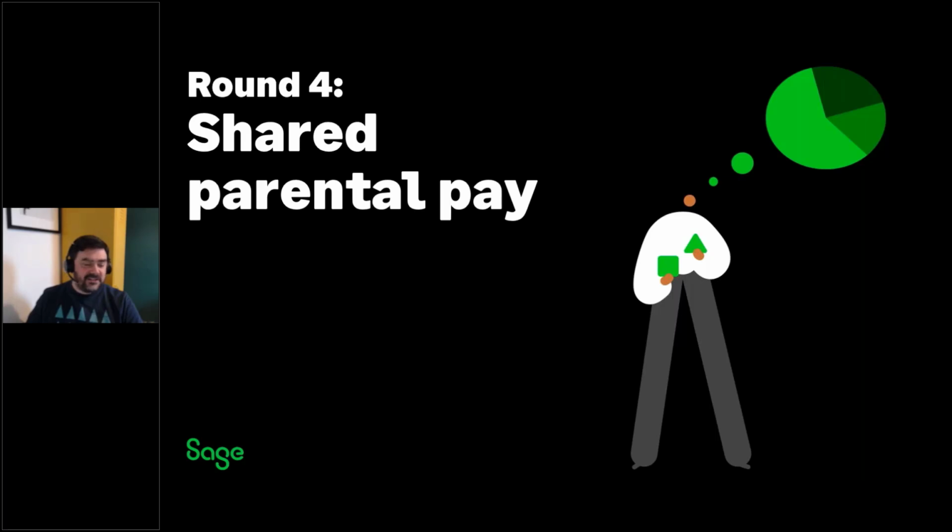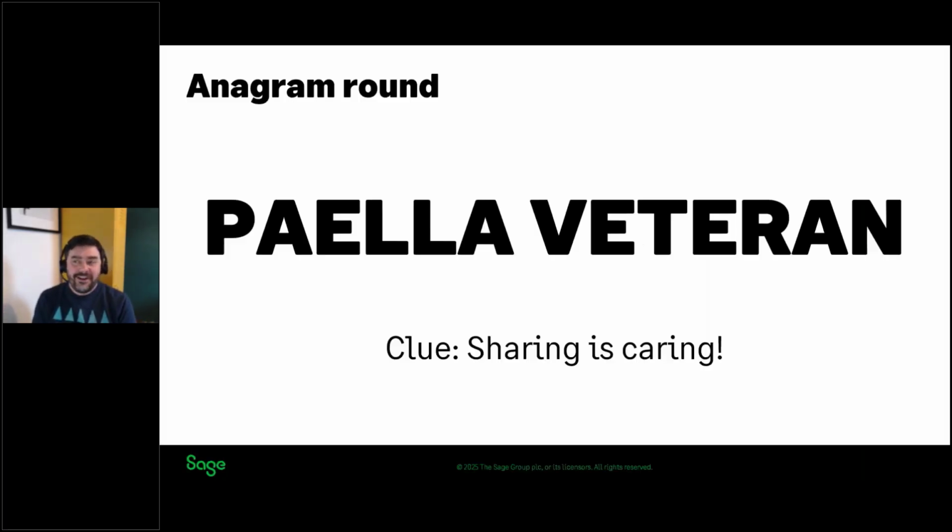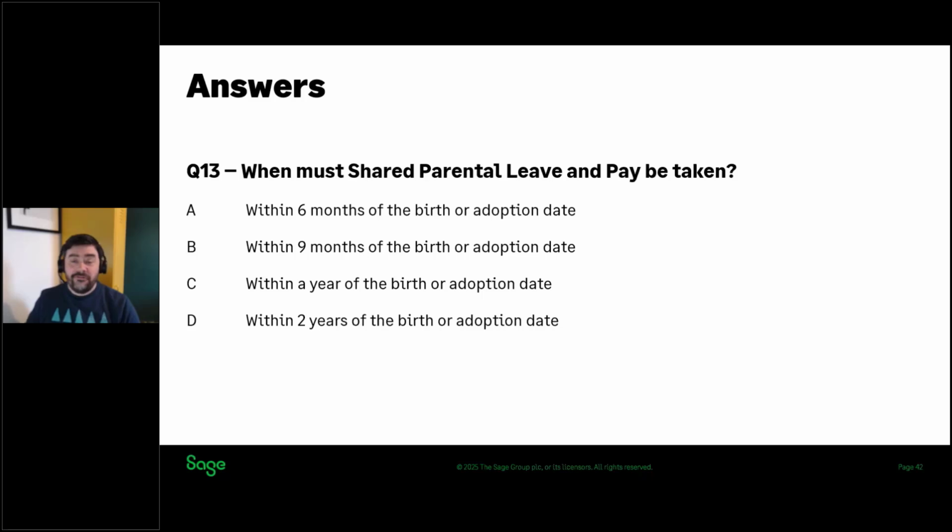Let's have a look at the answers, but before we do so, we do have our final anagram round. So this one is Paella veteran, and the clue is sharing is caring. So what could that one be? If you find out, pop your answer in the questions and we will tell you what it is at the end of this. So, answers for round number 4.